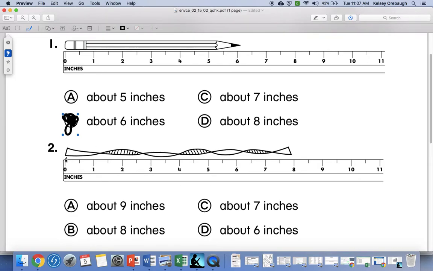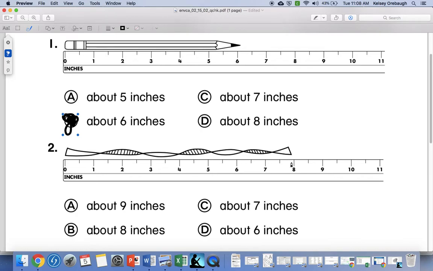We see that the end of the ribbon starts at 0 inches, and the other end of the ribbon falls before 8 inches. So once again, we're looking at an inch ruler. My ribbon starts at the left side of the ruler and it stops before the 8-inch mark. I can see it's not quite at 8 inches.